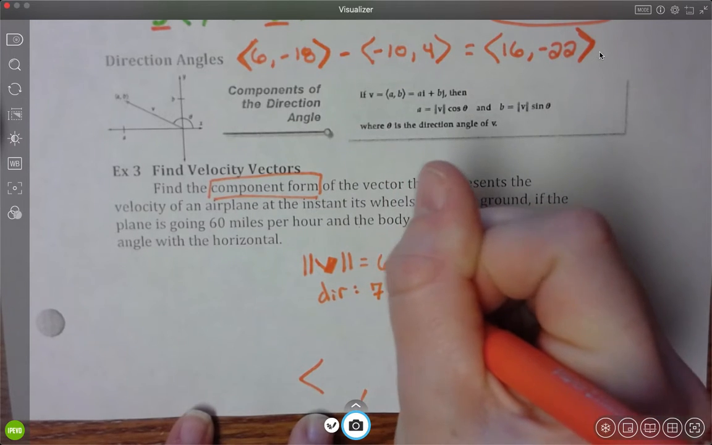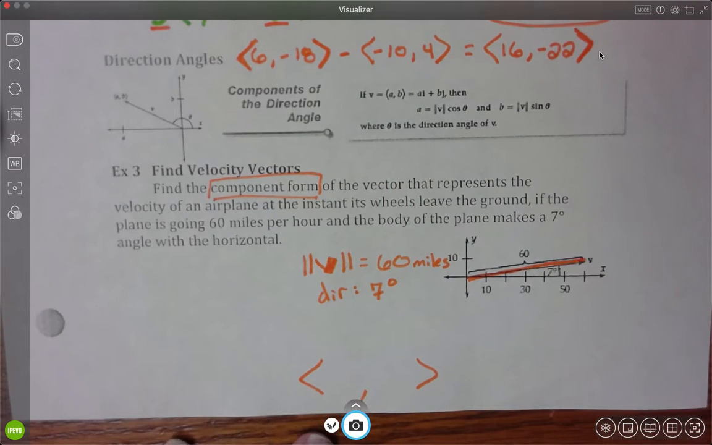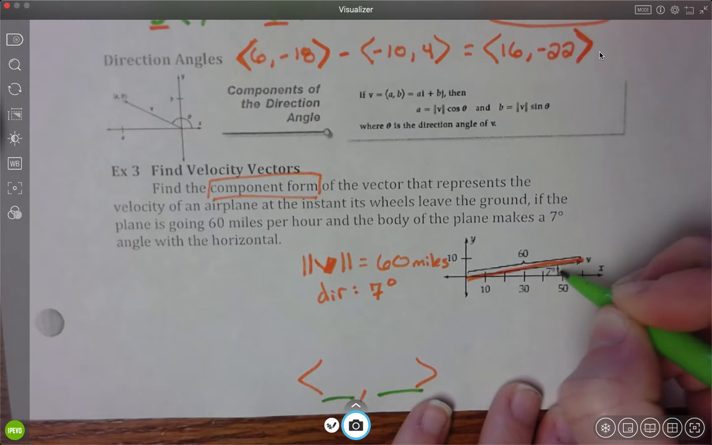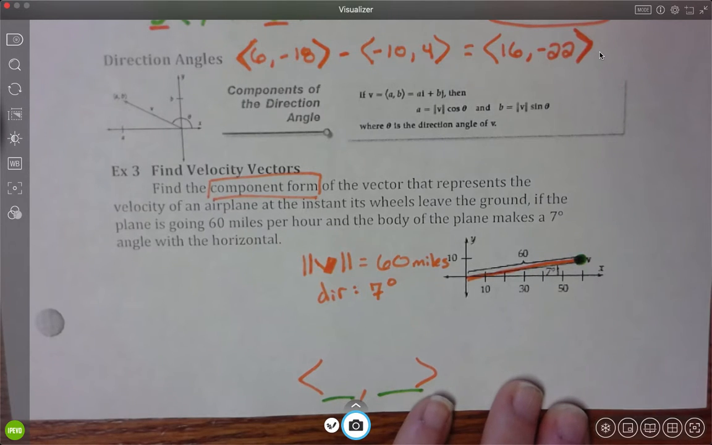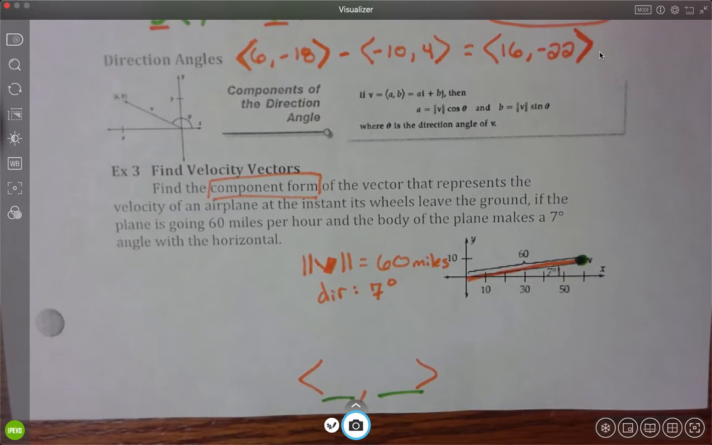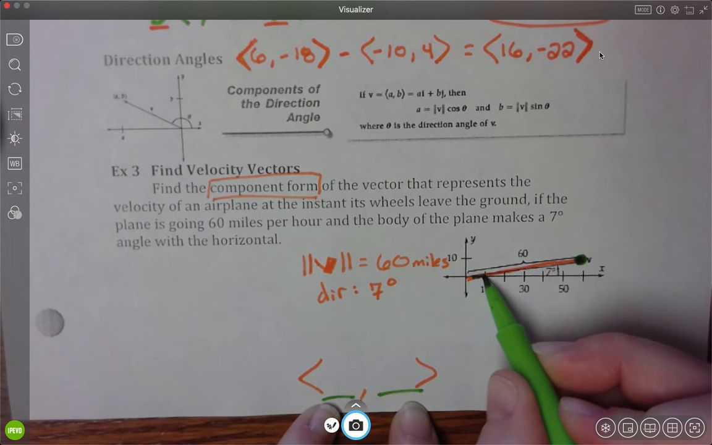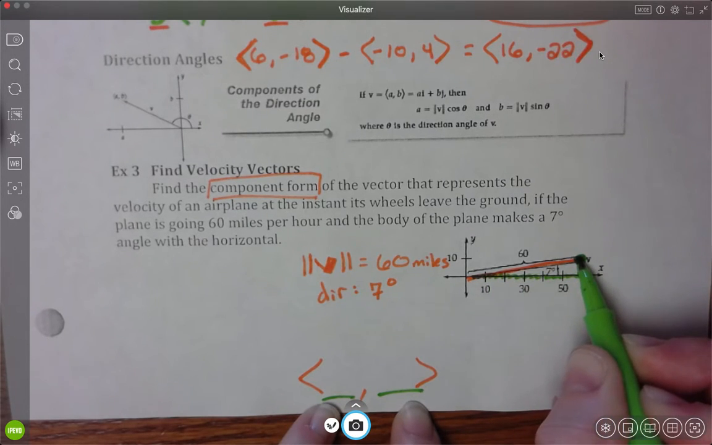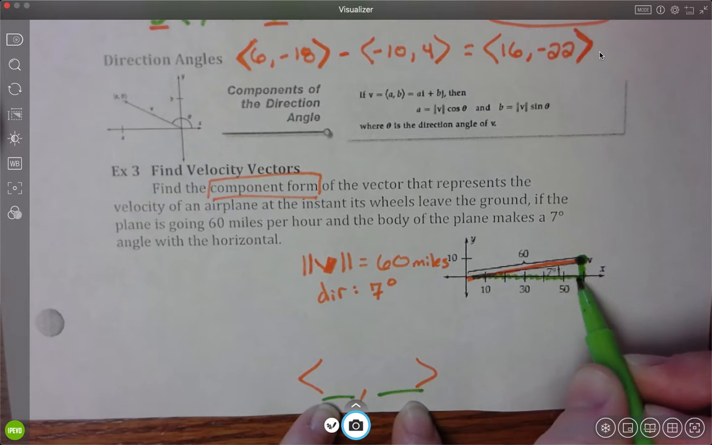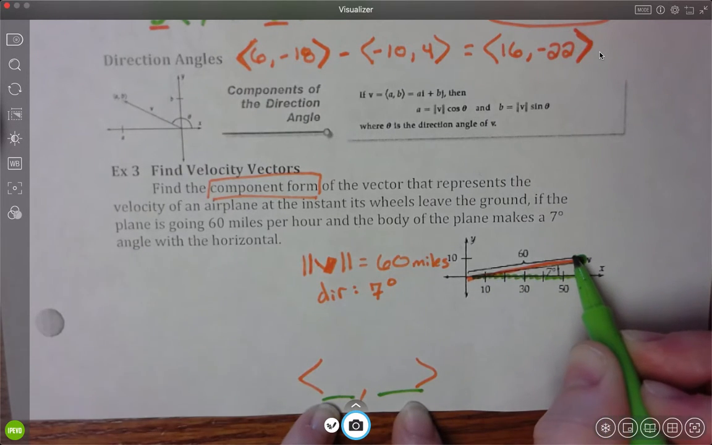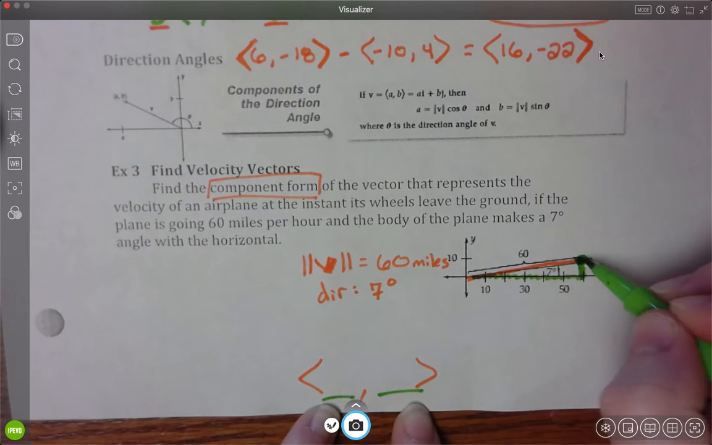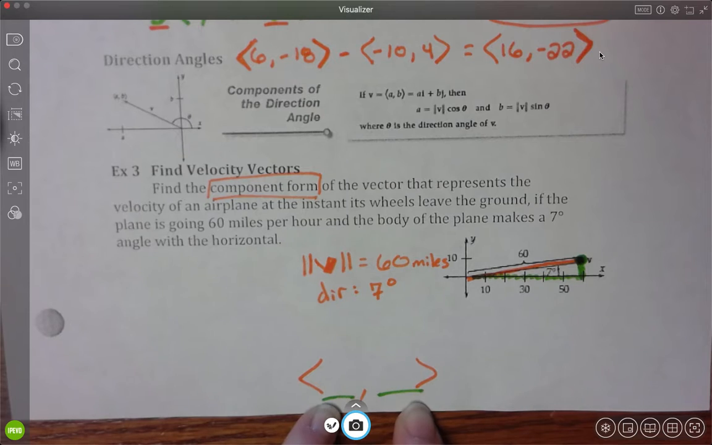So by finding this component form, this x and this y, basically we're saying, if you go 60 miles at a 7-degree incline, you're going to end up right at that dot. But in component form would be the x that would get me from here to here and the y that would get me from here to here. Alternately I could go this way and then up this way, and how far would I have to go in each one of those directions in order to get me to that exact spot again? That's basically what we're trying to find.